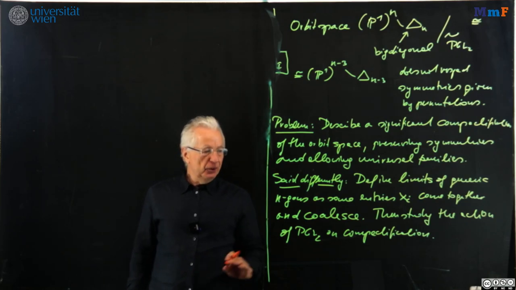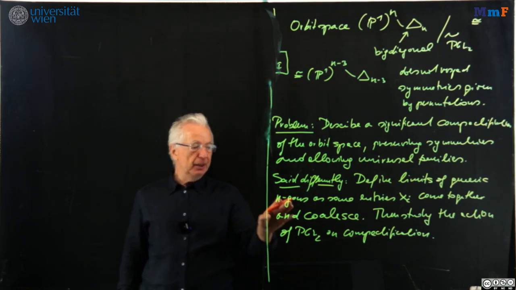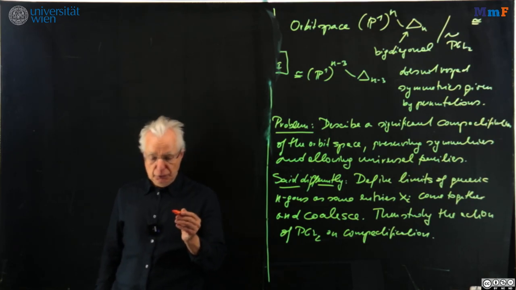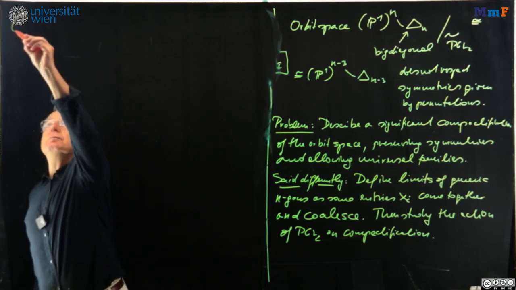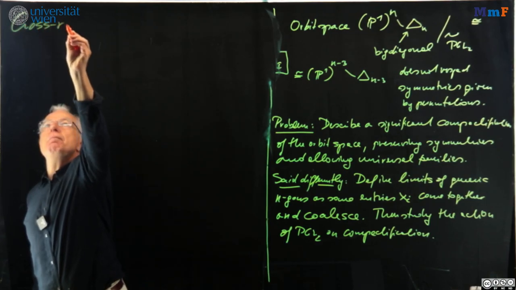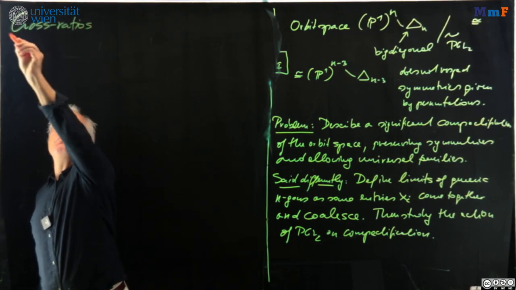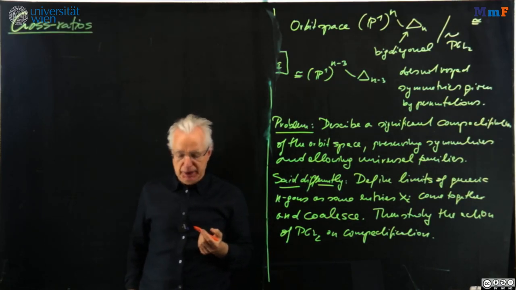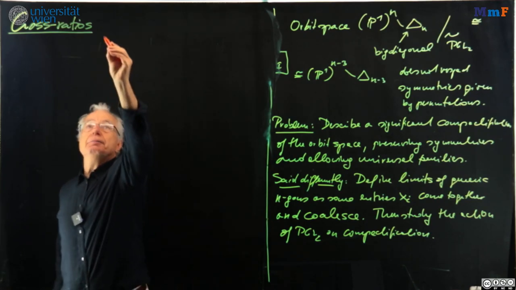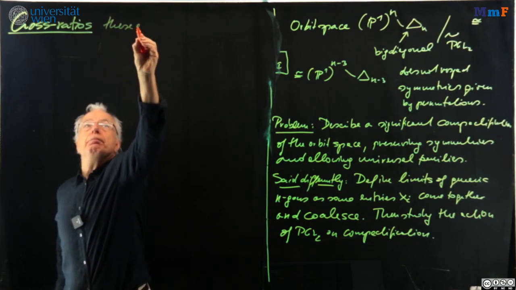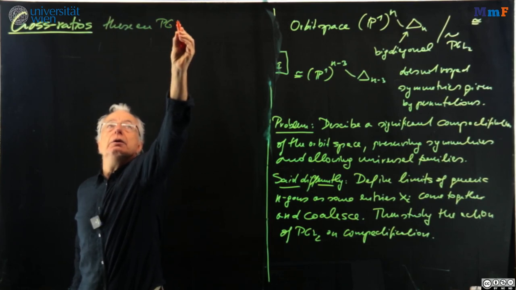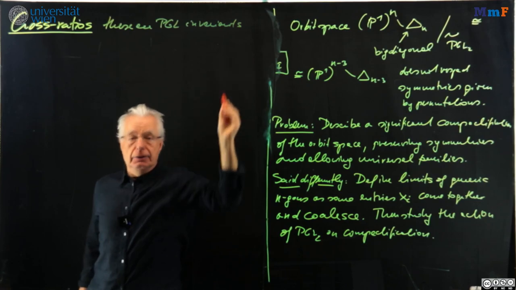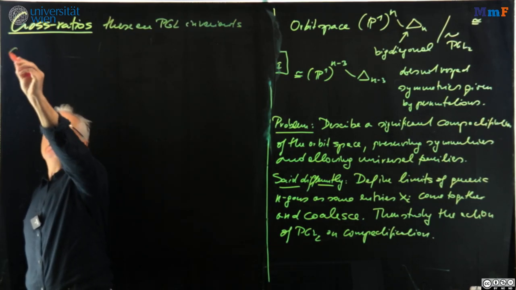Okay, so I will do an example first, but before doing so, I want to talk a little bit about cross ratios. So cross ratios are a miracle. These are PGL2 invariants, and I will just define them directly.